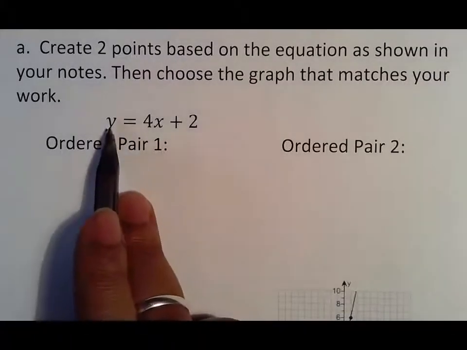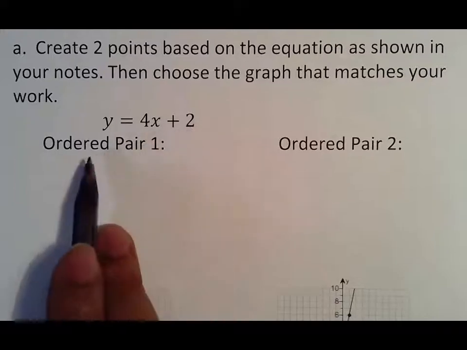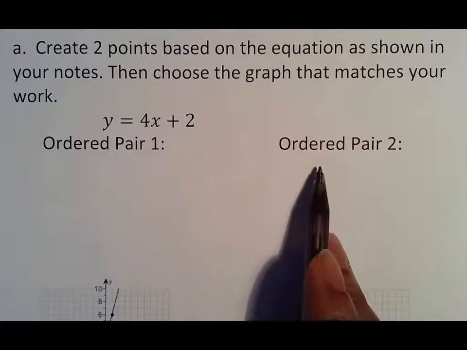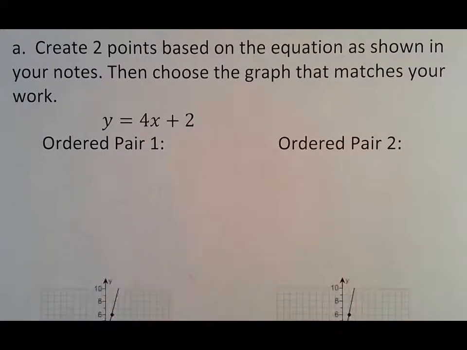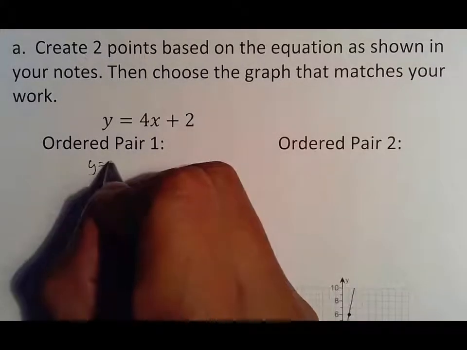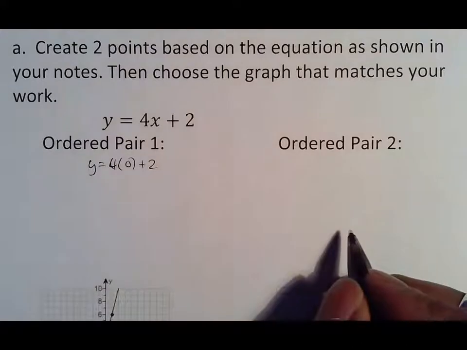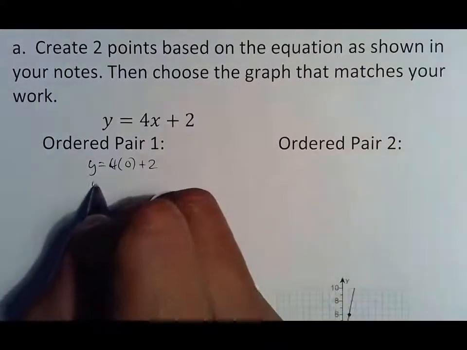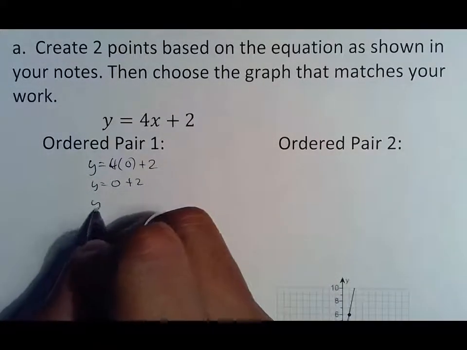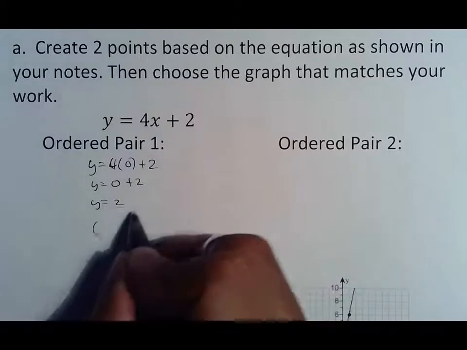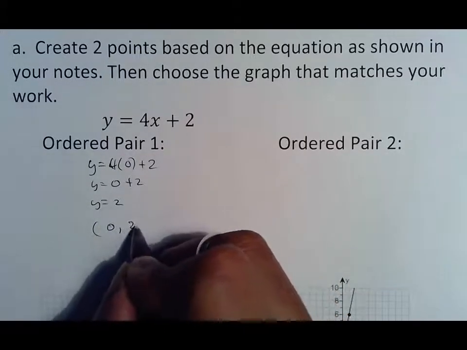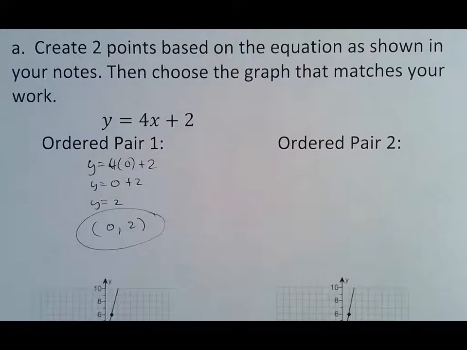So what it's going to do is give you an equation. It's going to ask you what the first ordered pair is and what the second ordered pair is, and then it's going to ask you to match it. So even though I show the work here, and you should show the work also, you do not have to show this part. I will circle what you need to put. So y equals 0 plus 2, so therefore y is 2. Your first ordered pair is 0 comma 2. That's what you'll have to list.